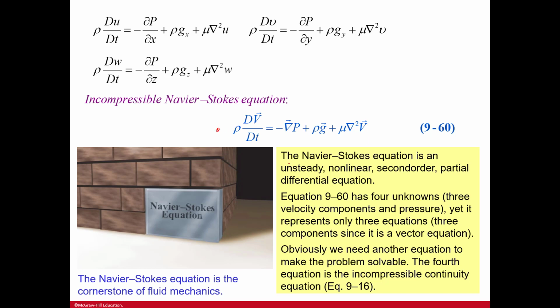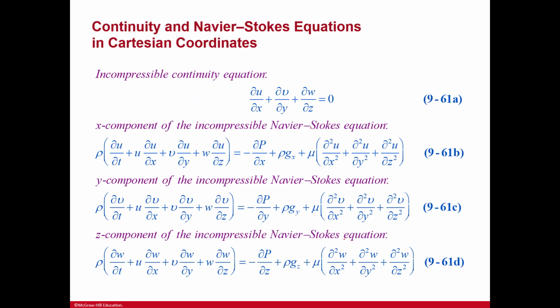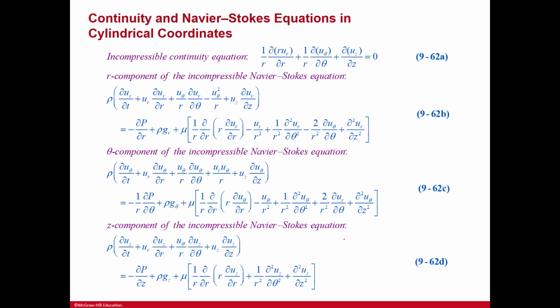And then the Navier-Stokes equation is an unsteady, nonlinear, second-order, partial differential equation. And it's the cornerstone of fluid mechanics. It has 4 unknowns, 3 velocity components and a pressure, yet it represents only 3 equations, 3 components, since it's a vector equation, XYZ. Obviously, we need another equation to make the problem solvable. The 4th equation is the incompressible continuity equation. So this is just showing you how these formulas work together, the history behind them, and why they work together.